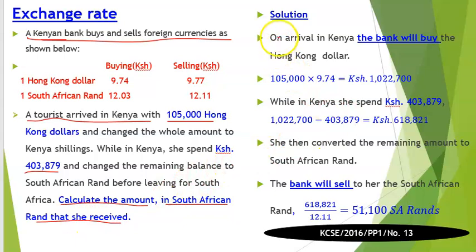So to start on the solution, remember this: on arrival in Kenya, this person has to go to the bank. Remember, it is the bank that buys and sells. Are we together? So on arrival in Kenya, what will happen is that the bank will buy the Hong Kong dollar. So if the bank buys the Hong Kong dollar, the bank is buying at the rate of 9.74.